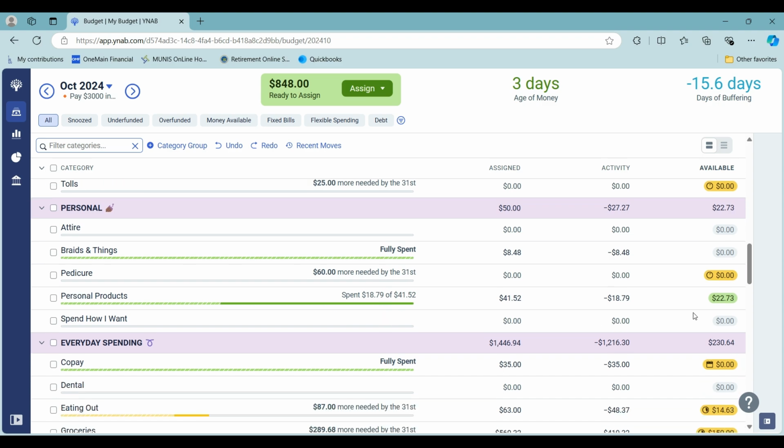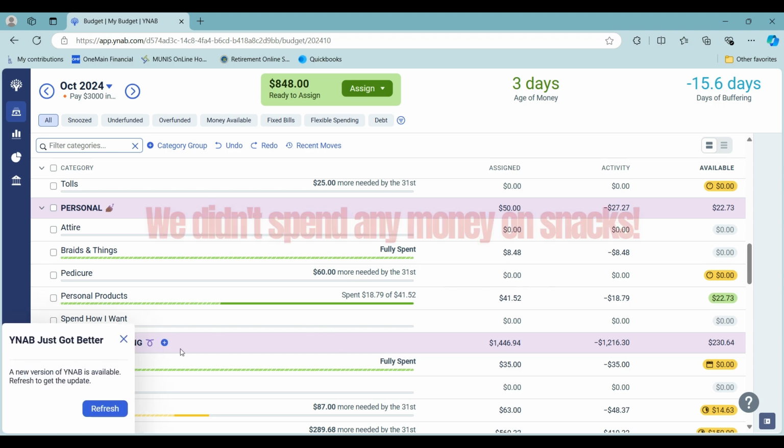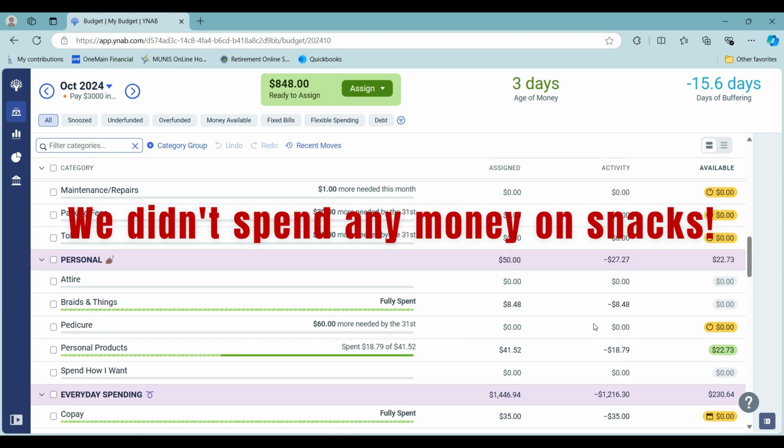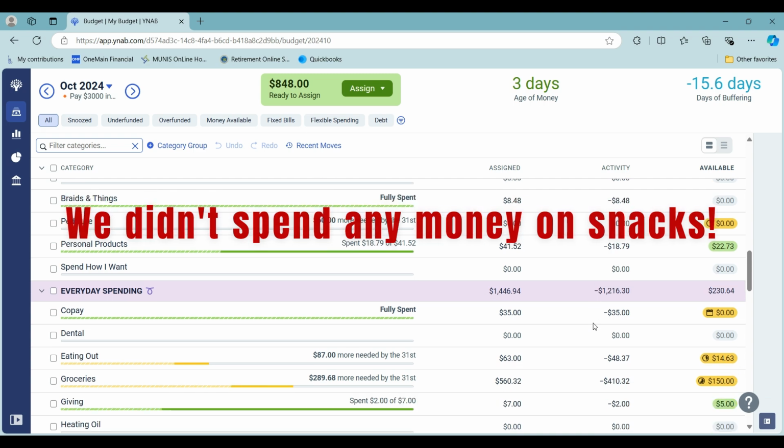I think more than likely it will roll to eating out because I'm going with the kids on the road today, and I'm pretty sure I'm going to have to get McDonald's or some kind of snacks while we're on the road. We'll see. All right, let's move down into the everyday spending section.